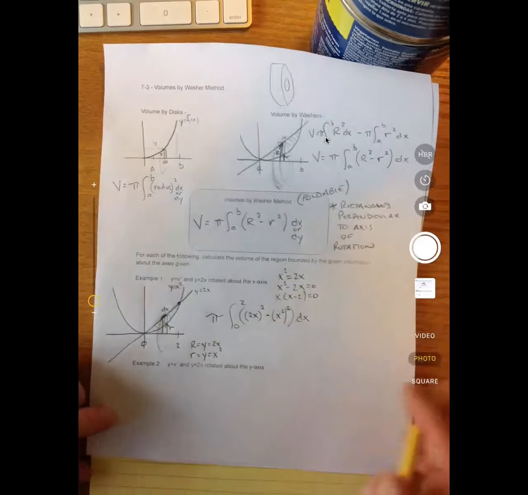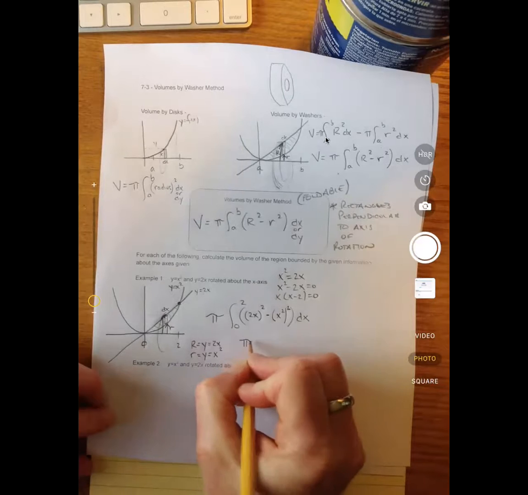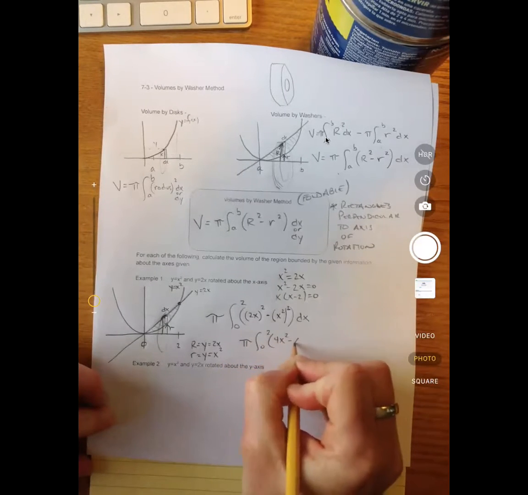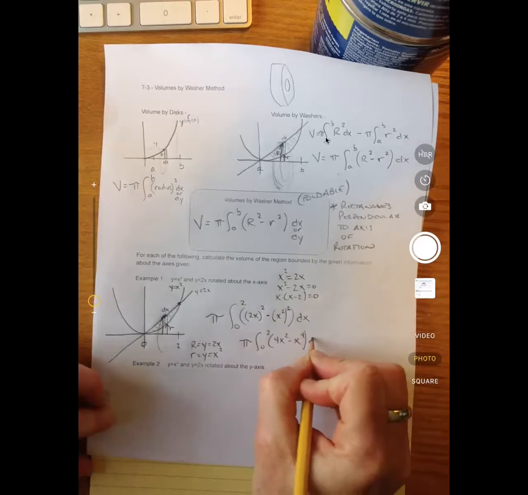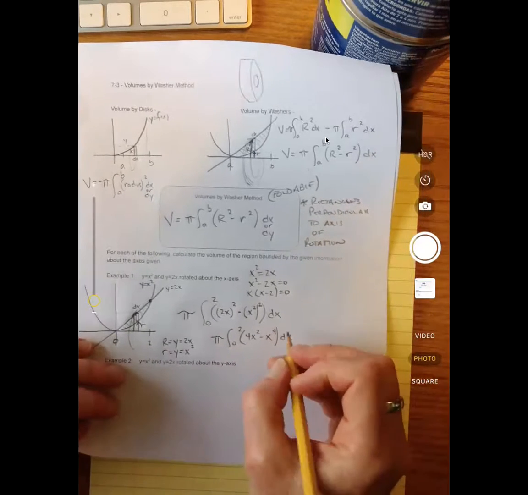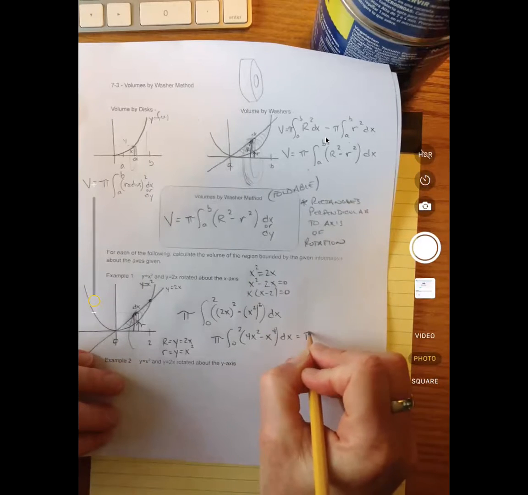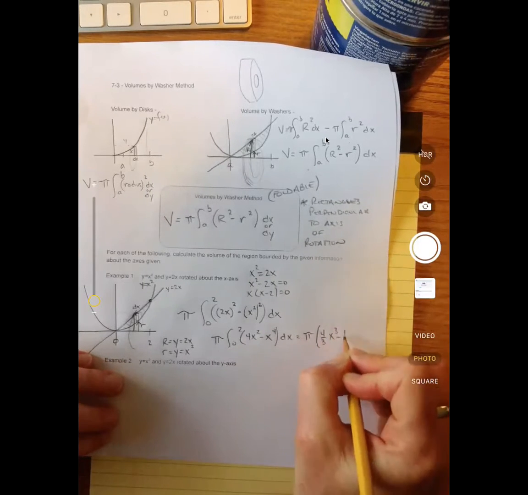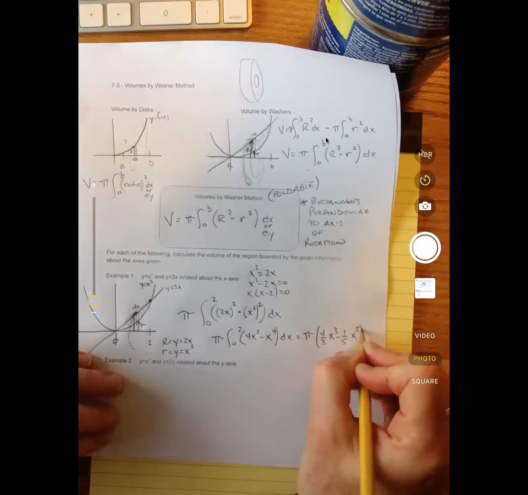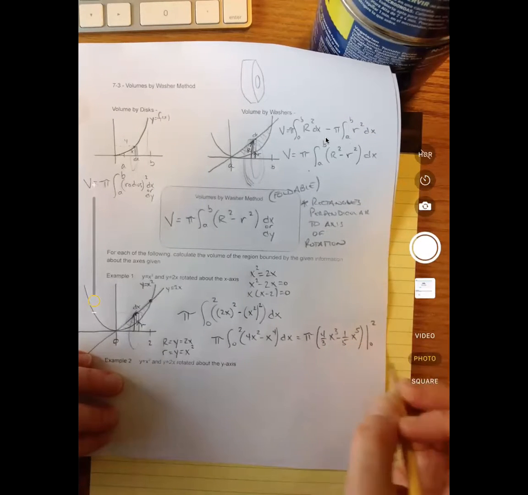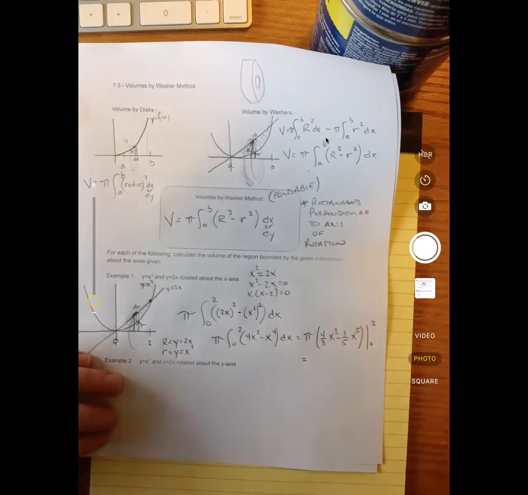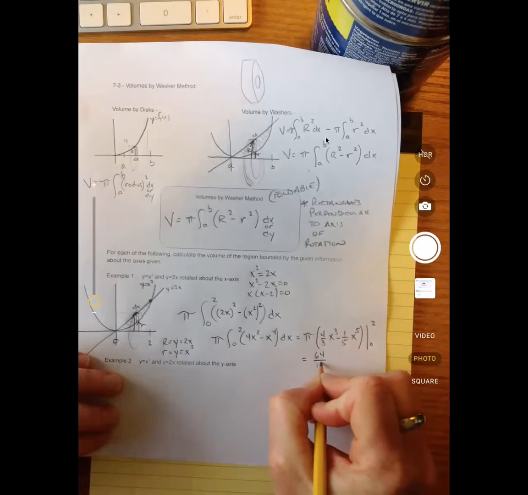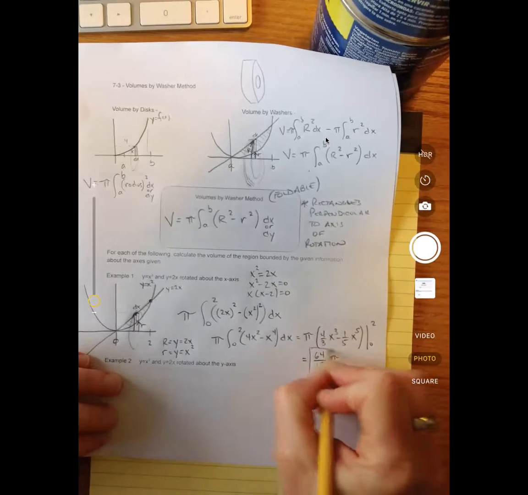If I clean this up just a little bit, 0 to 2, that's 4x squared minus x to the 4th dx. And this one's an easy one to antidifferentiate. So 4/3 x cubed minus 1/5 x to the 5th. I did this one a little bit earlier, but you can punch it into your calculator too. I got 64/15 pi.